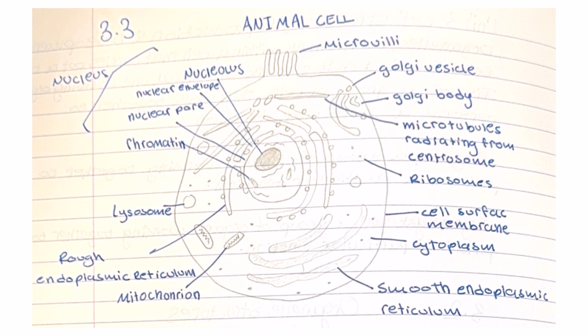Okay, now here's a picture of an animal cell. You can see we have the microvilli, the Golgi apparatus. We have microtubules, which are radiating from centrosomes. We also have ribosomes. In animal cells, they're going to be 80S ribosomes.